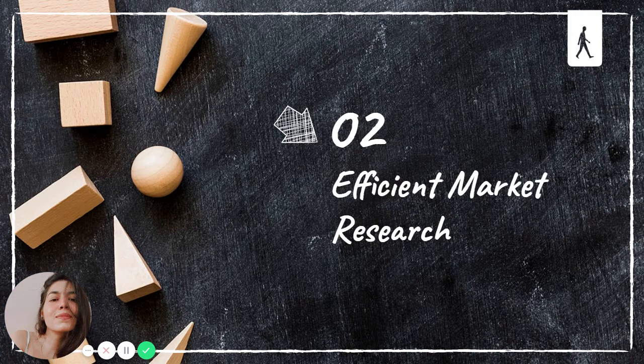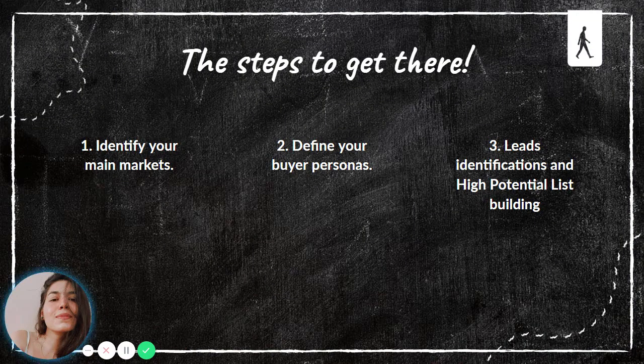So now you know what market research is and how to have an efficient market research. We have three steps together. The first one is identify your main markets. Second, define your buyer personas. And third, identify your leads and do high-potential list building.